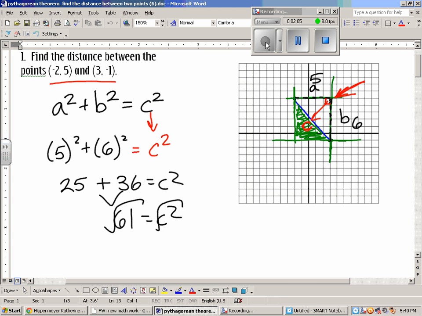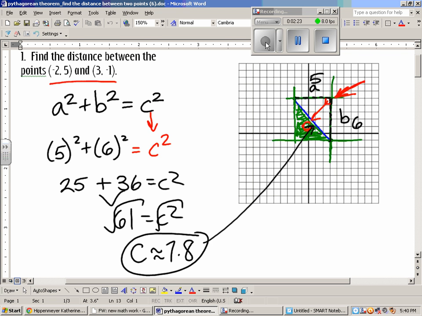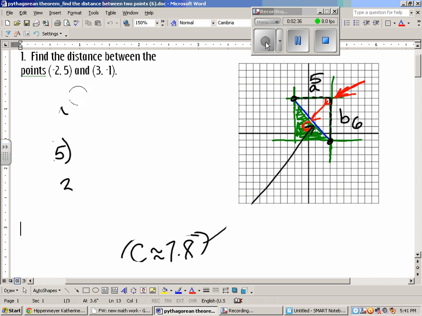Take the square root of each side, and I'm going to go ahead and use a calculator. The square root of 61, we get 7.8 when we round, so I'll make that approximate. So I rounded to the nearest tenth. So this length, the distance between these 2 points, is a length of 7.8 units. Now what we're going to use is a different method, the distance formula method. But we should get the same answer.